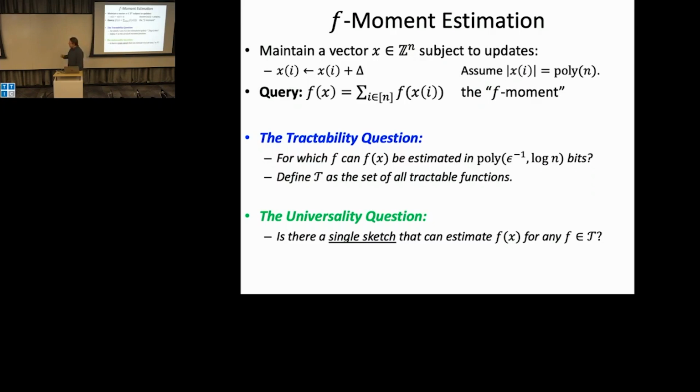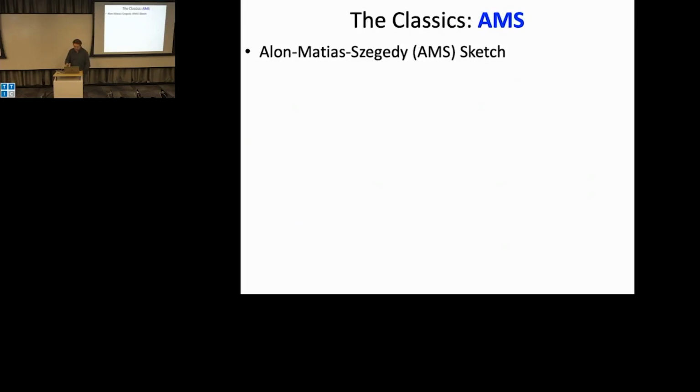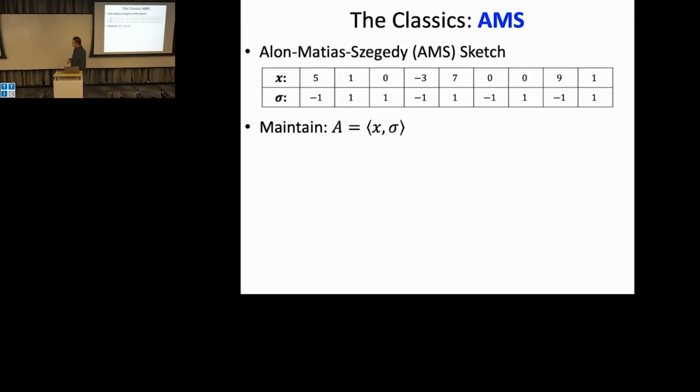The overview of this talk is that I'm going to give a new way to approach this tractability question and the universality question. At the same time, this work kind of subsumes the last 40 years of work in this area. So I wanted to show some of the highlights of what we're going to subsume. So how does the AMS sketch work? The AMS sketch is super simple.